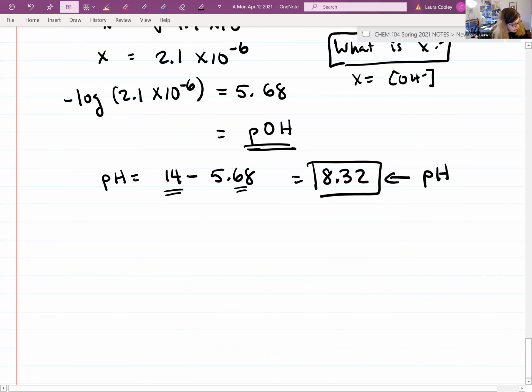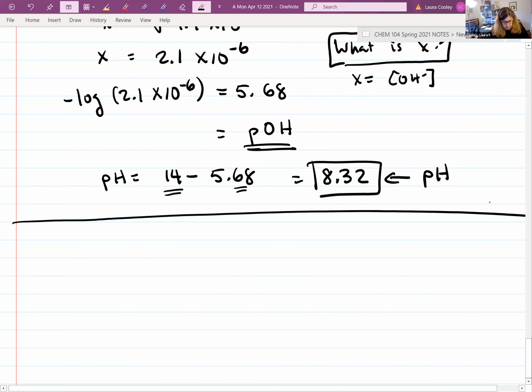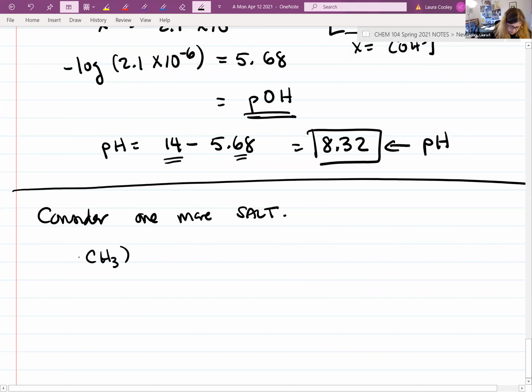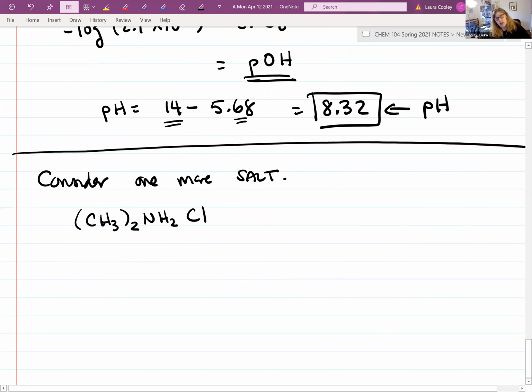Just so I'm going to show you another example: what about if the salt is acidic? Let's consider one more salt. This one has a much more complicated formula. But what you should do is take out the ion that you know, and you know the chloride ion well. If you take away a Cl minus, then you're left with the rest of this with a plus.